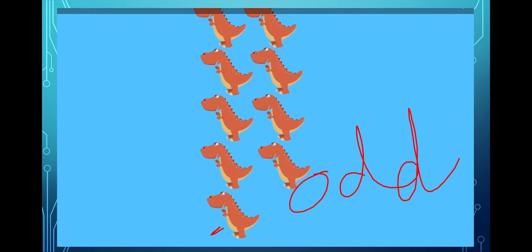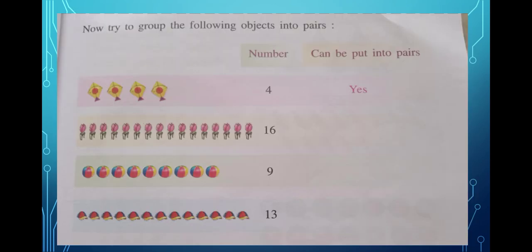Okay, now let us learn something more in detail with the help of your book. This is from your book, page number 15. See, now try to group the following objects into pairs. See how many kites are there? 4 kites, isn't it? These two one pair, these two one pair. So how many are there total? 4. So can you put it into pairs?